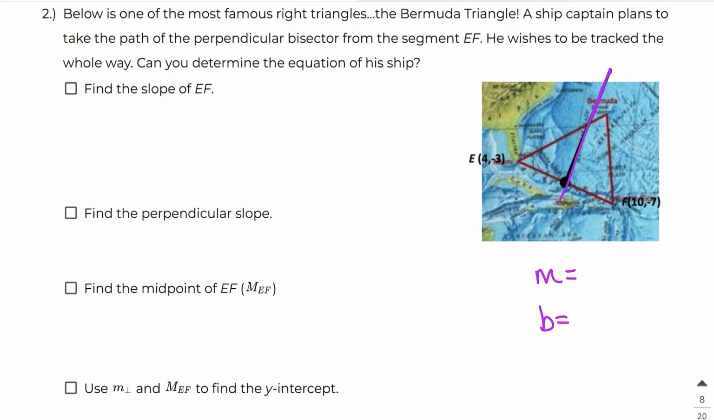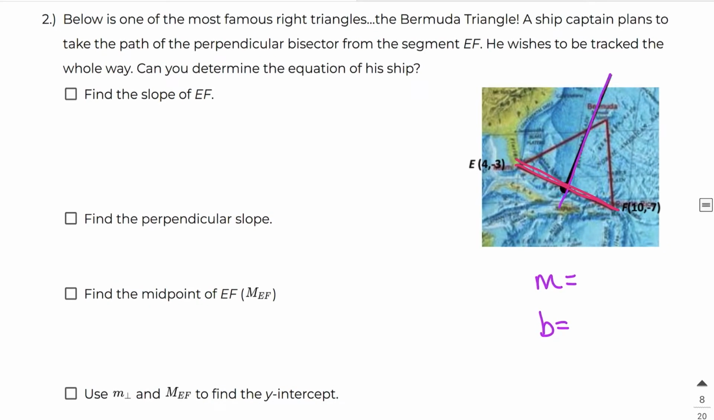But I can't figure out what m is until I know what m is of the line that it's perpendicular to, because I don't have any information about this line except that it's perpendicular to this line. So the first thing I need to do is find the slope of this segment right here and use that to find the slope of the perpendicular bisector. So let's go ahead and do that right here.